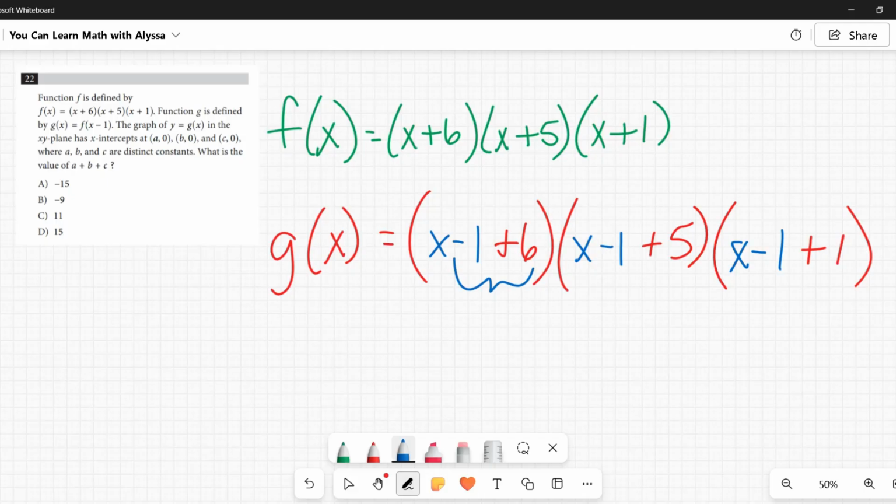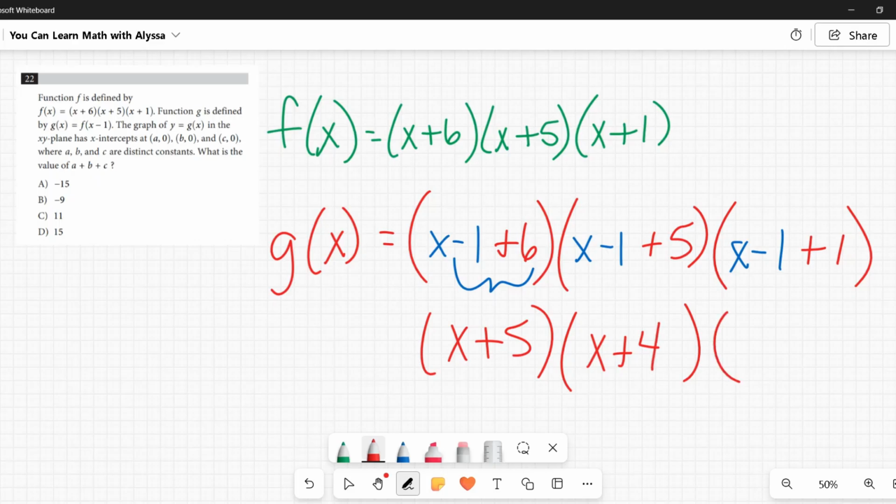X minus 1 plus 6, so negative 1 plus 6 is plus 5. So x plus 5. And then we have x minus 1 plus 5. Negative 1 plus 5 is plus 4, so x plus 4. And then x minus 1 plus 1. Negative 1 plus 1 is 0, so I'm just left with x.